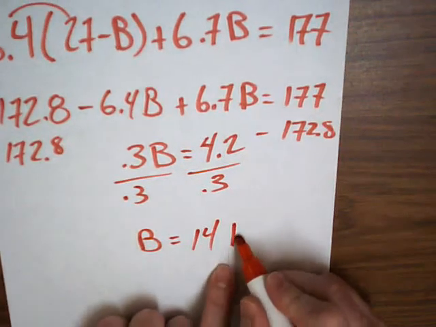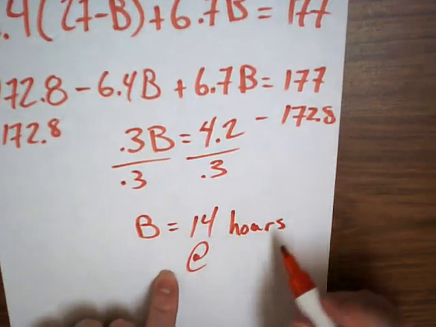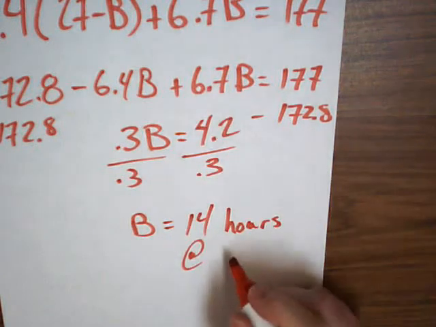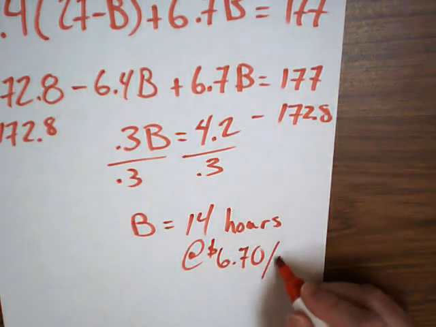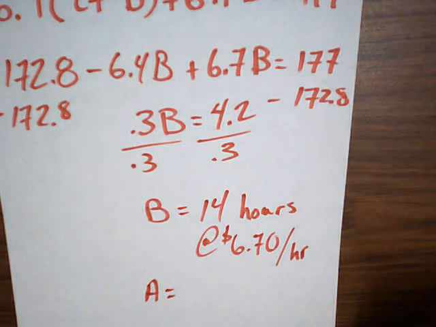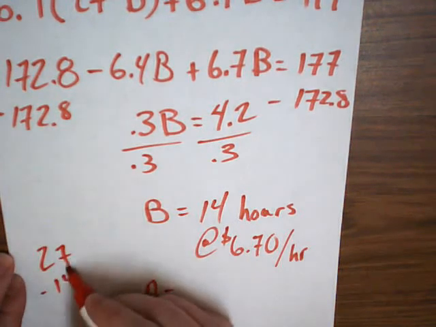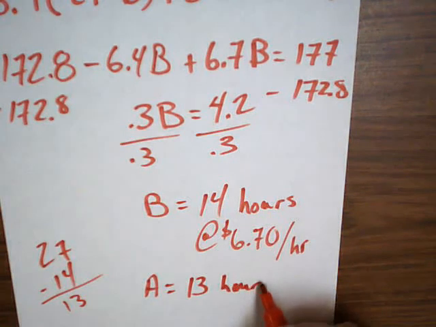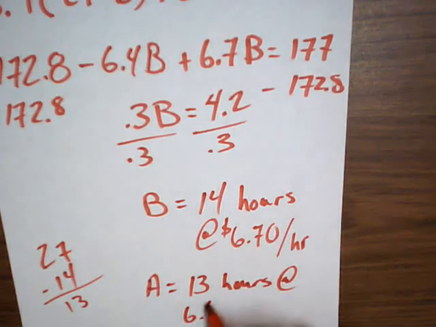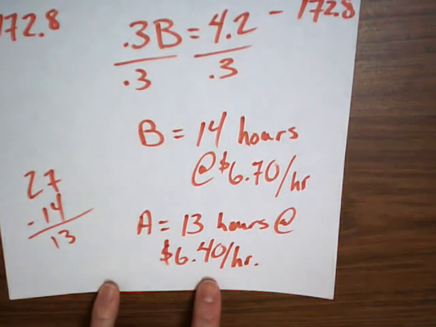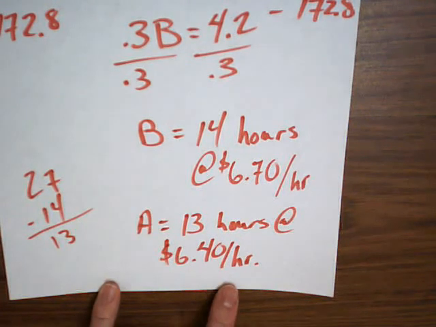So he worked 14 hours at, let's see, which one does B go with? The 6.70. See, it says it right here. So at $6.70 an hour. Which means that A would have to be, see, it was 27 hours total, right? So that's 13. And your complete English statement would be, Michael worked 14 hours at job B and 13 hours at job A.